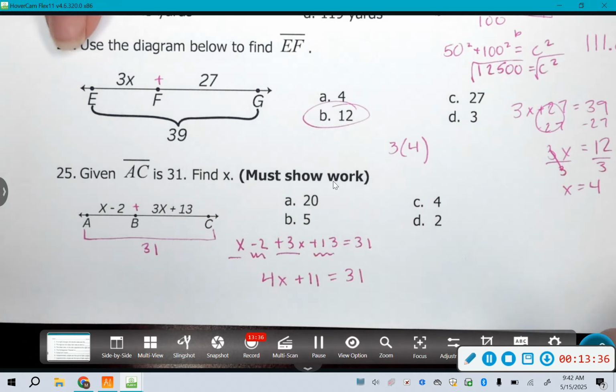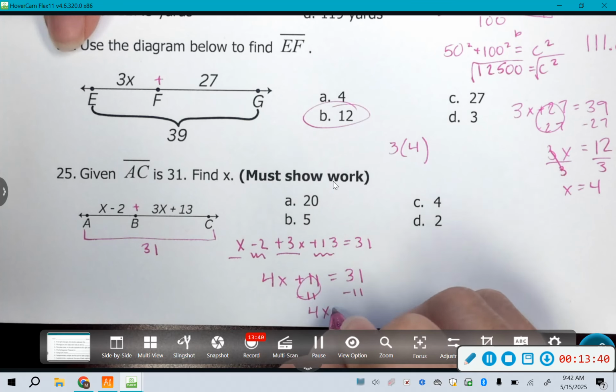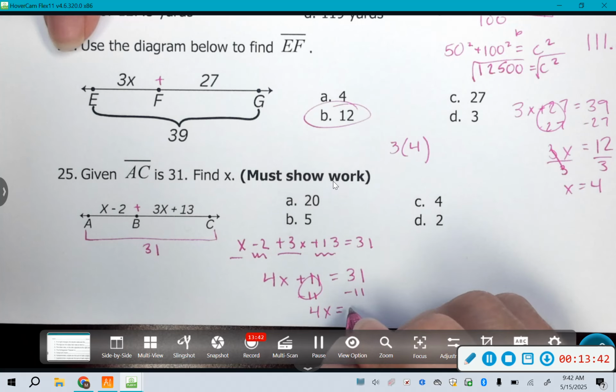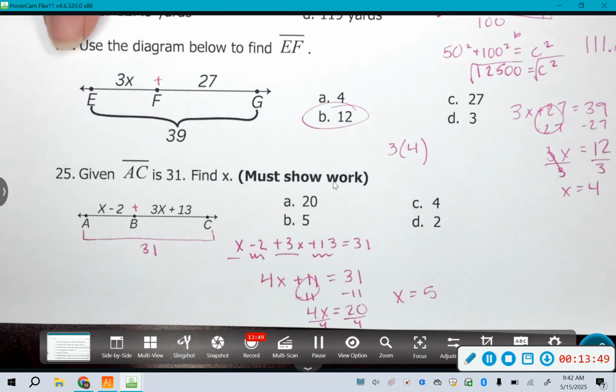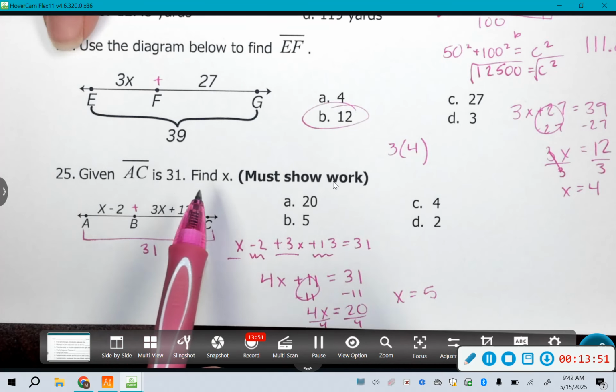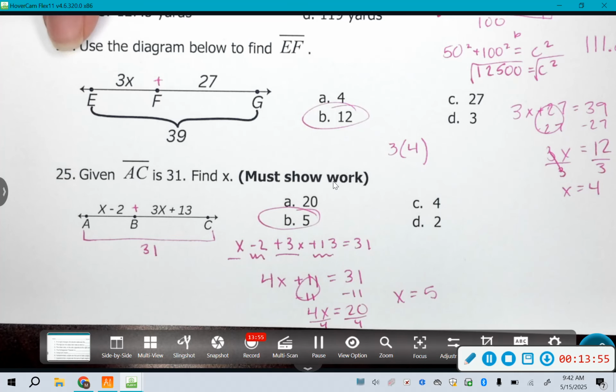And now we're going to solve. So we're going to move the 11, minus 11 on both sides. Gives me 20. Divide both sides by 4. And I get x equals 5. Now we got to go back and read the question. It says given AC, find x. X is 5. 5 is my answer.